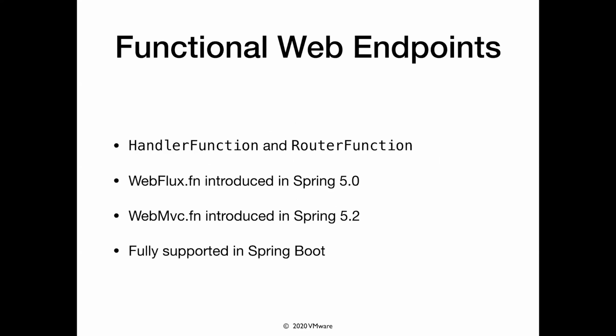So what do I mean with functional web endpoints? Functional web endpoints are basically a framework consisting of two central types. One central type is called the handler function, and the other central type is called the router function. The first introduction of this whole concept was done in Spring 5, so that's, I think, almost 3 years ago now, in the form of WebFlux.fn.